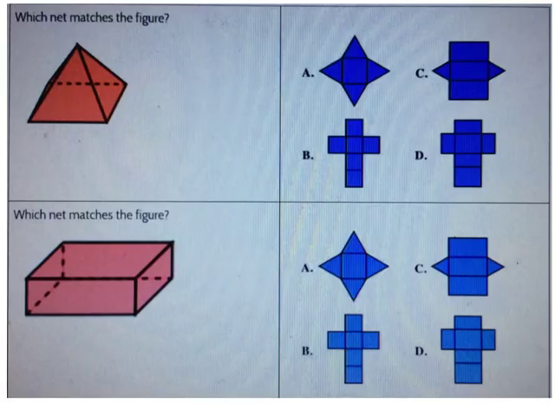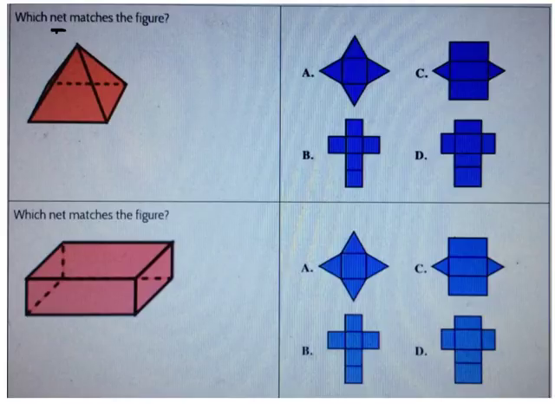Now let's try to match some nets with their three-dimensional figure. A net is a two-dimensional representation of a three-dimensional figure. So if I unfolded the figure and made all the sides flat, it would create a net. Let's look at this rectangular pyramid.